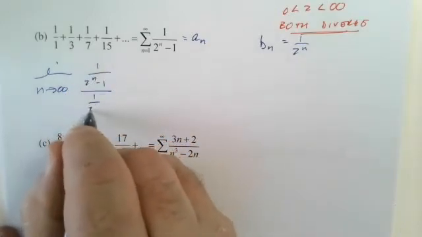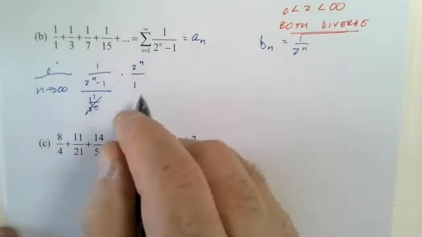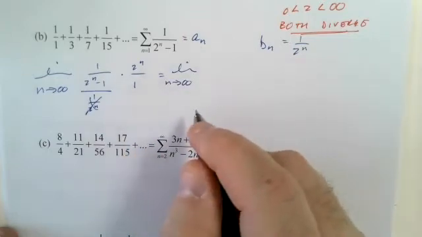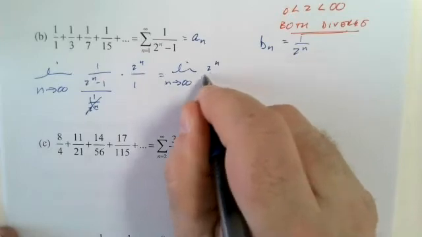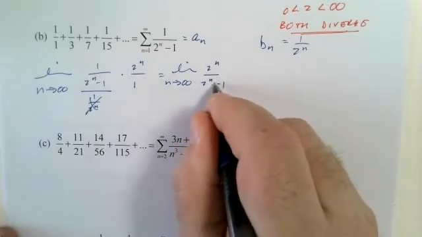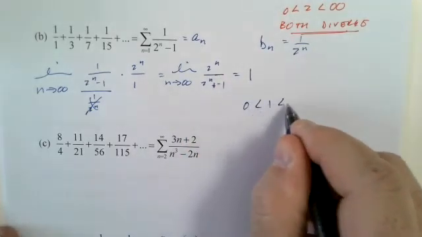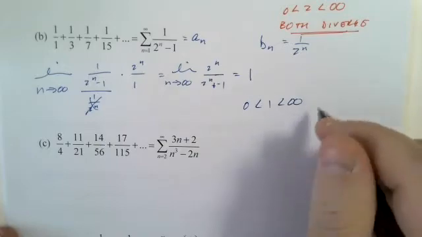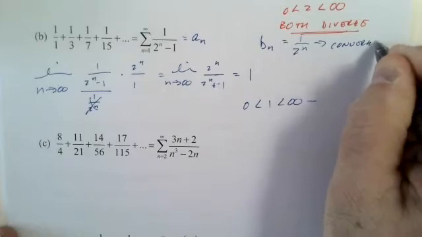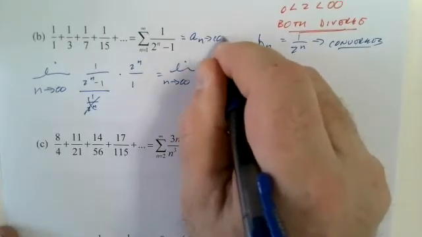1 over 2 to the n times 2 to the n over 1. Limit as n goes to infinity of 2 to the n plus negative 1 to the n, which is 1. 0 is less than 1 is less than infinity, so this one we know converges, geometric, yada, yada. So we can go up here and write converges.